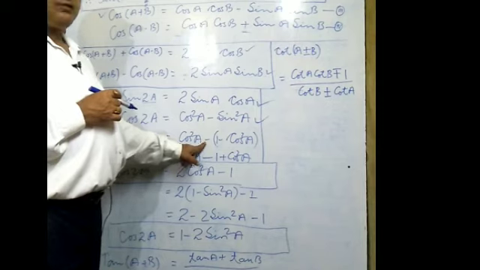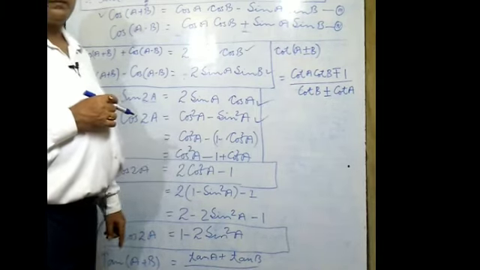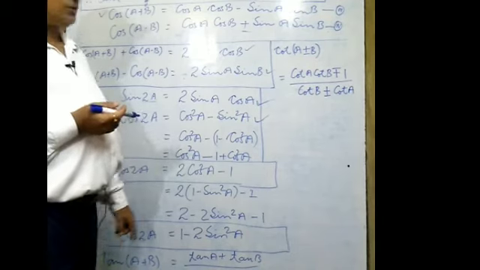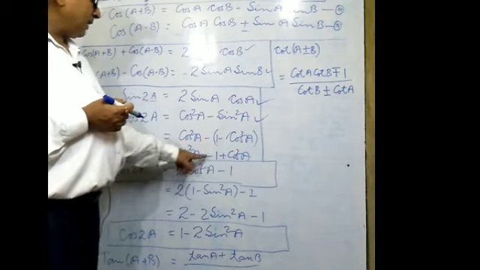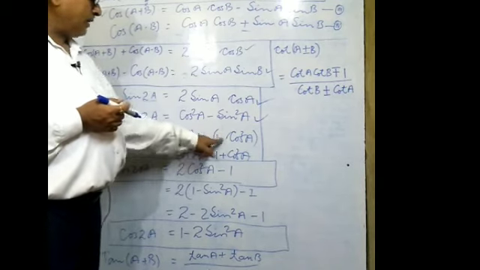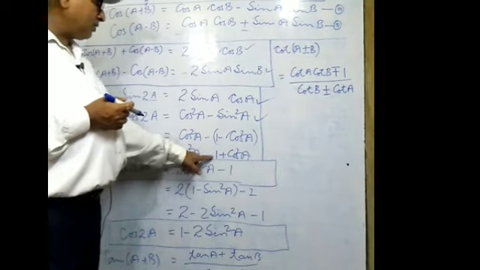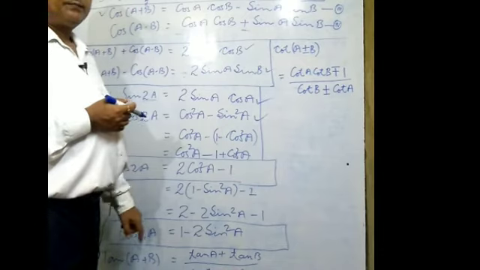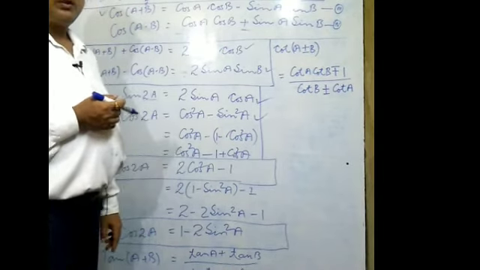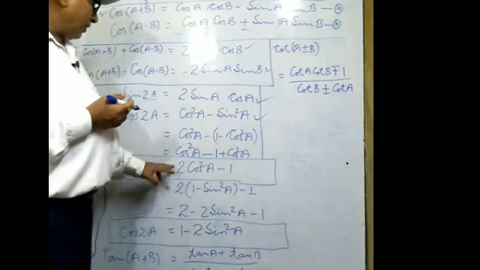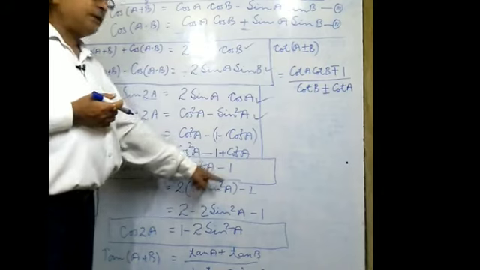Due to this minus sign, both of the signs inside the bracket will be changed. We have to multiply with minus 1, because 1 is here, so minus 1. So minus into plus will be minus, and minus into minus will be plus. Now see, cos square a minus 1 plus cos square a. Now 1 cos square a and here 1 cos square a, the same thing is added, so that will be twice of cos square a, and this minus 1 is already written.